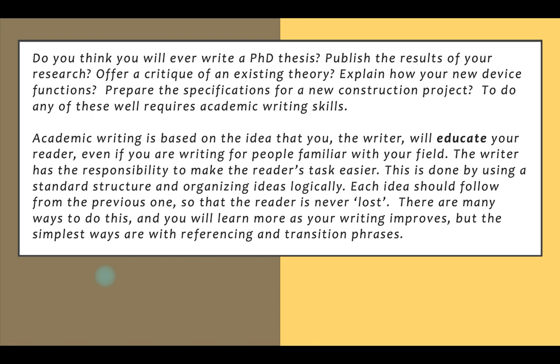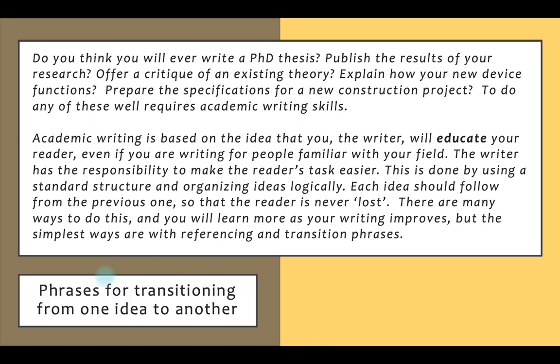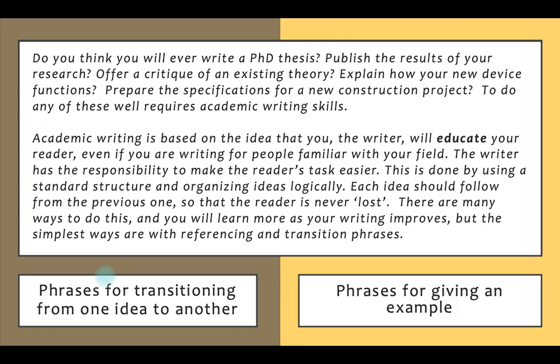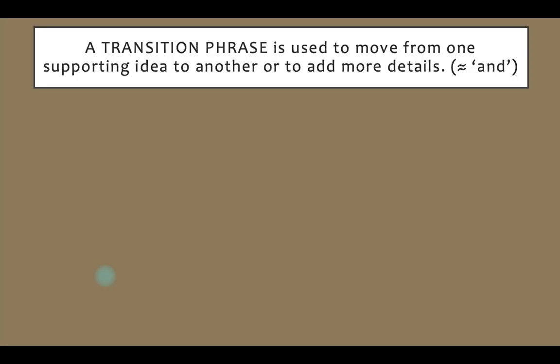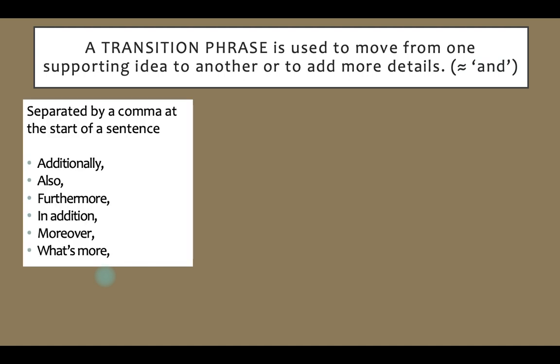And so in this lesson today, we're going to look at some phrases for transitioning from one idea to another, and we'll look at phrases for giving an example. We will also look at how to write strong examples. To start, a transition phrase is used to move from one supporting idea to another or to add more details. All of these phrases have the general meaning of "and." We have a few different groups.